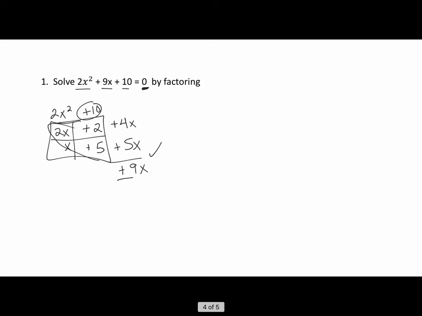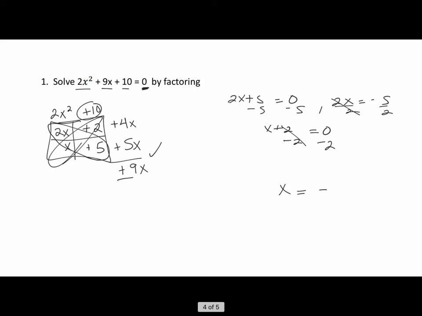So then we will take those cross terms: 2x plus 5 equals 0, and x plus 2 equals 0. Each of those factors equals 0 by the zero product property. And then we don't need parentheses anymore. So we'll opposite the number term, then 2x equals negative 5, and divide by 2 to get x equals negative 5 halves. And here we'll just subtract 2 to get negative 2. So a negative 5 halves and a negative 2. Those are the solutions by factoring.